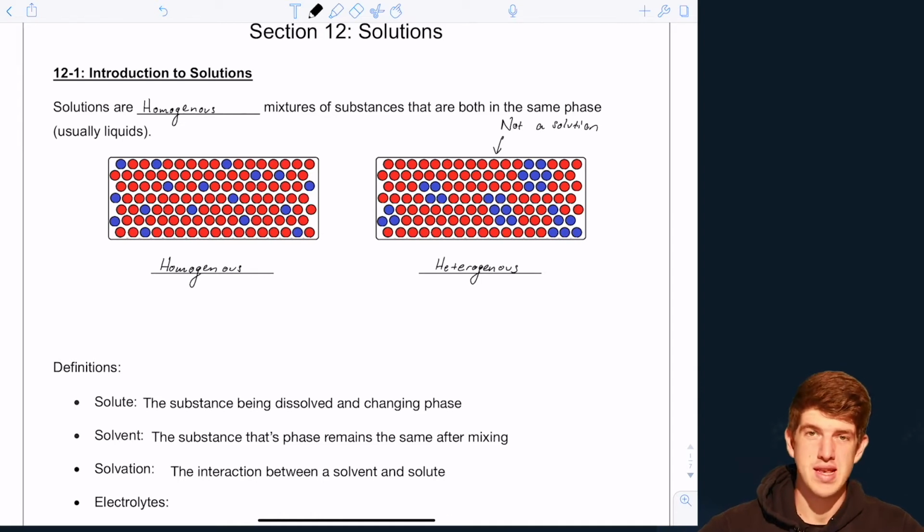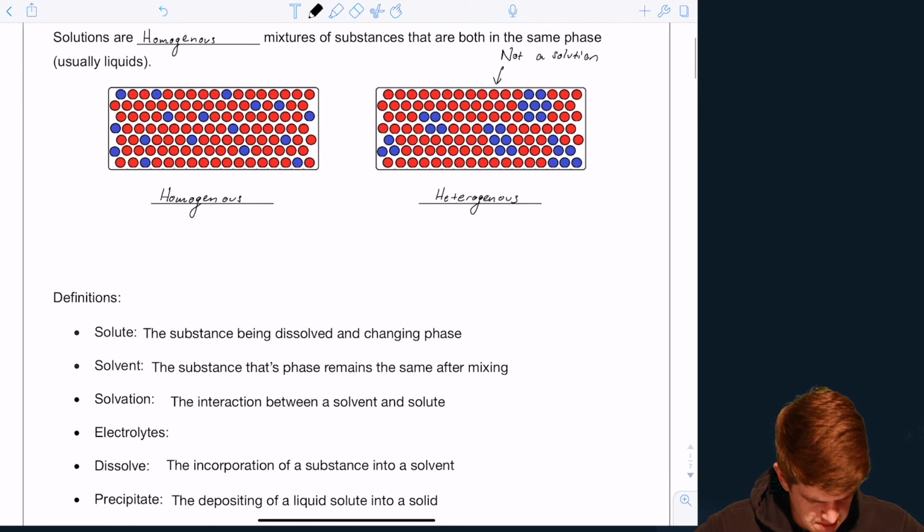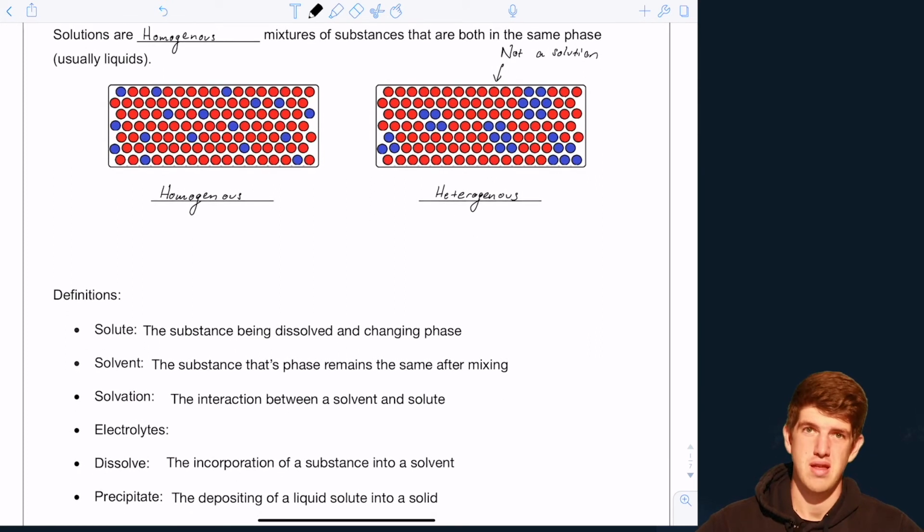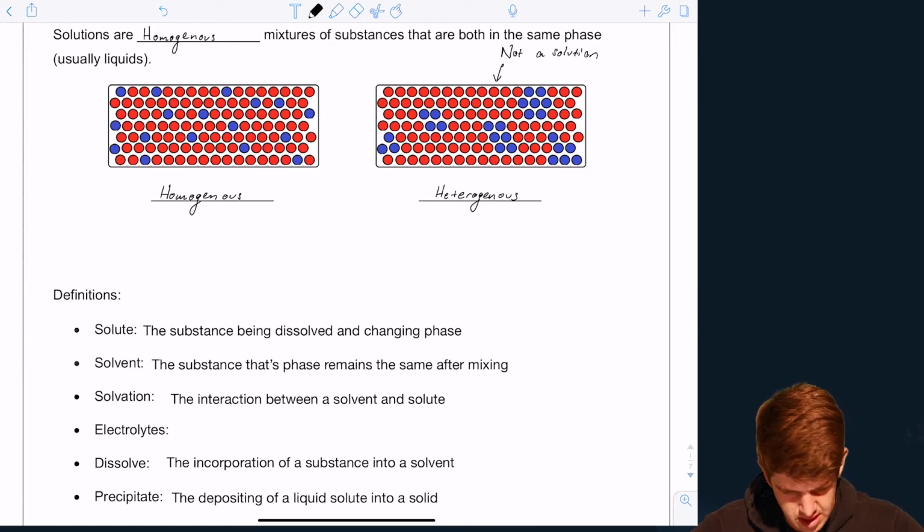So before we get into the nitty-gritty, let's just go over a few definitions. I have all of them defined except for one. That's just one that I want to kind of focus on for a second. A solute, the substance being dissolved and changing phase. The solvent, the substance whose phase remains the same after mixing.